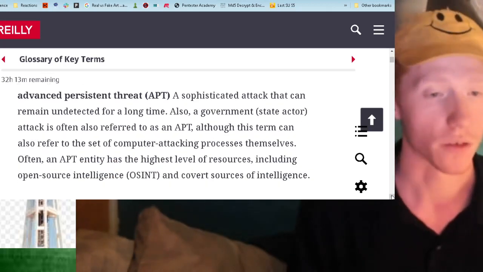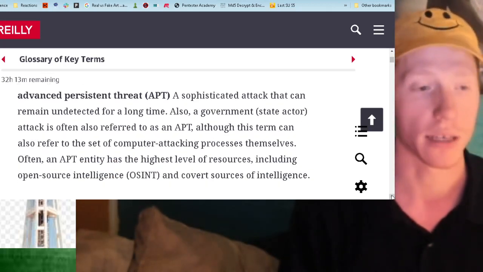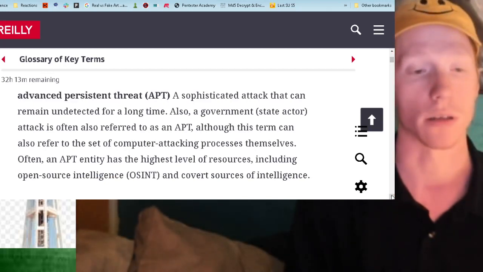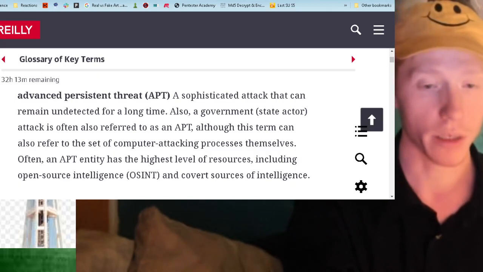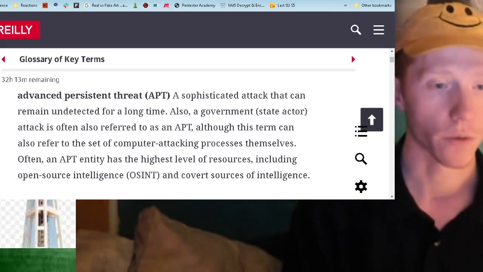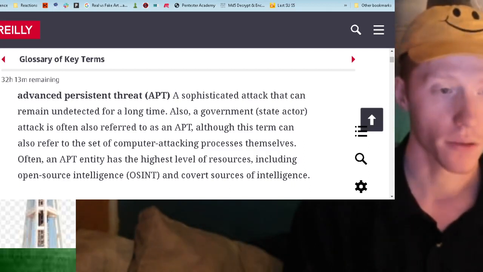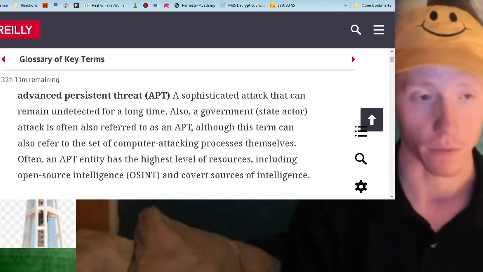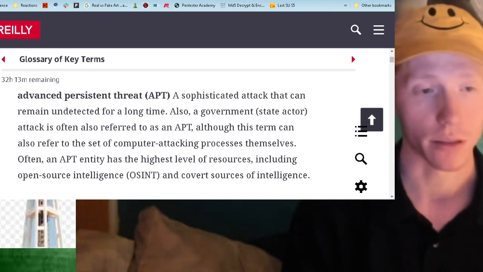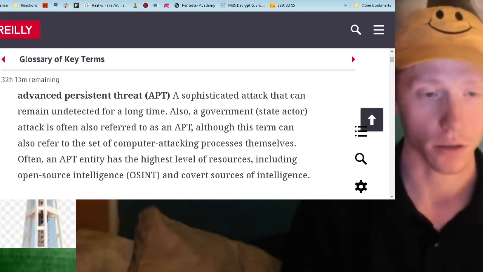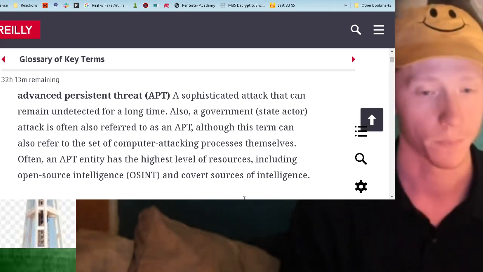An advanced persistent threat is a sophisticated attack that can remain undetected for a long time. Also, a government state actor attack is often referred to as an APT, although this term can also refer to the set of computer attacking processes themselves. Often, an APT entity has the highest level of resources, including open source intelligence and covert sources of intelligence.